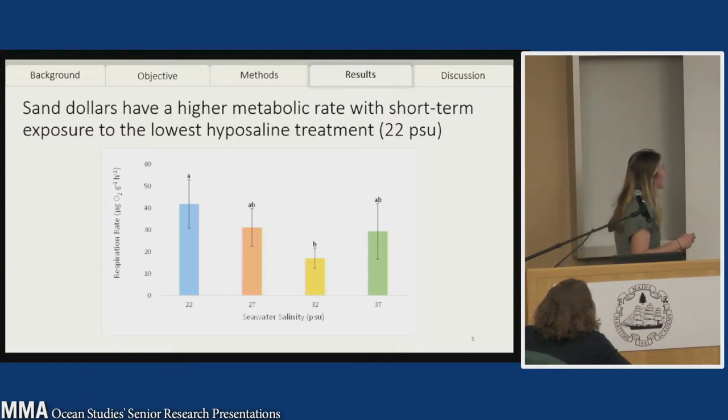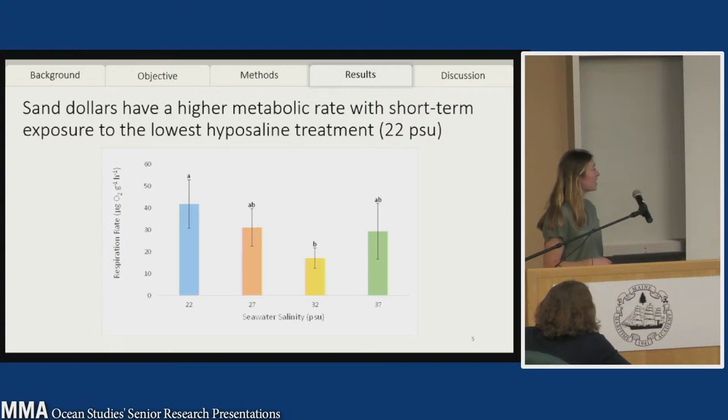This graph right here is representative of the respiration rate portion of my study. So on the y-axis is respiration rate, showing micrograms of oxygen consumed per gram body weight of each sand dollar per hour. And to reiterate, the four salinity treatments I used, starting with the lowest, was 22, then 27, then 32, which was the ambient salinity treatment, and then 37, which was my high salinity treatment.